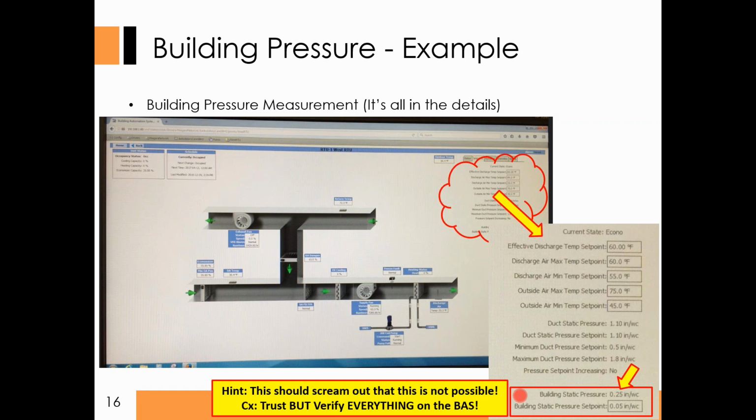We see a building static pressure set point of 0.05, just what the sequence says, and we see a building static pressure of 0.25. That is not possible. You will start blowing windows and doors and all sorts of things apart. My building envelope friends would be laughing hysterically here. That is not possible. Don't do that. So we knew right away we had some bad data. We knew there's some faulty things going on here.